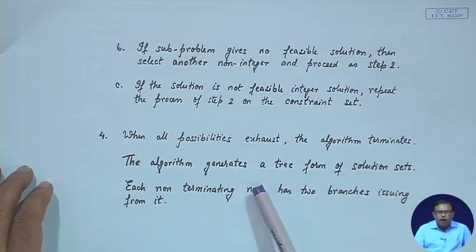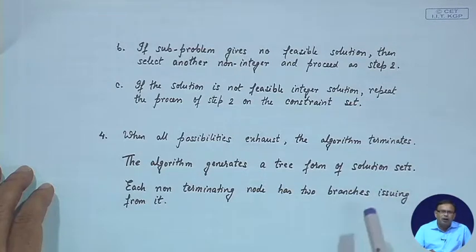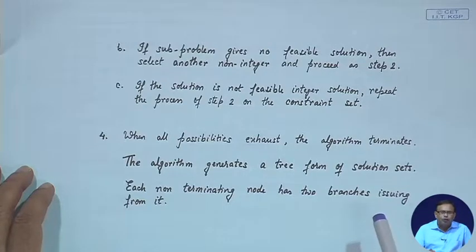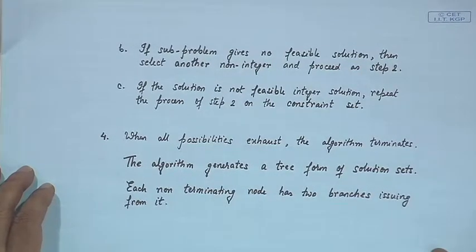So, this algorithm generates a tree form of solution set. Please note this: as I have shown earlier, it will have a root. From the root, it will have some branches. Each branch may have sub branches, and it will continue this way. Each non-terminating node will have 2 branches issued from it. That means from the root there will always be 2 branches.